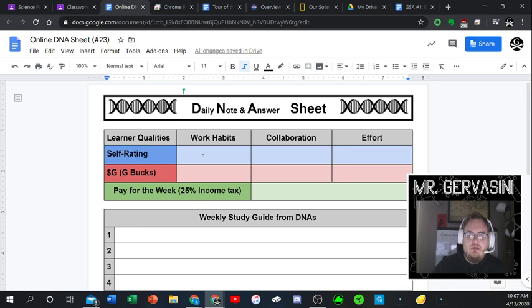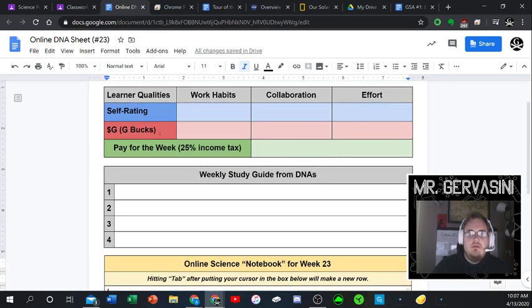Try to color code it. You do blue. Do not forget to do blue this week on Wednesday. People forgot to do blue last time and they lost a point. Don't have that happen. If I agree with you, I'll add G-Bucks in there and tally them for you.